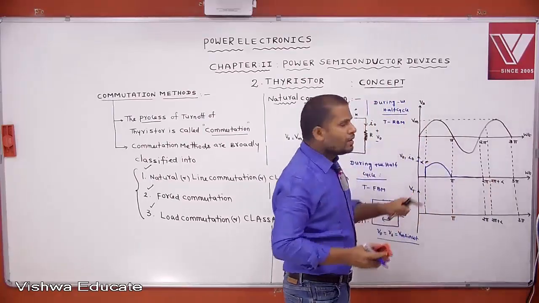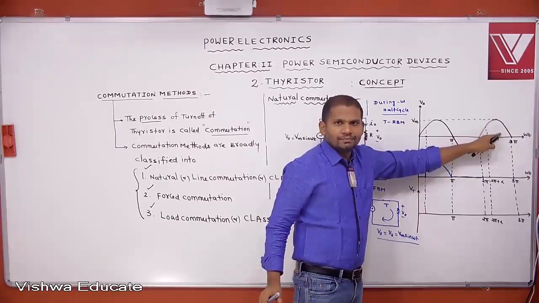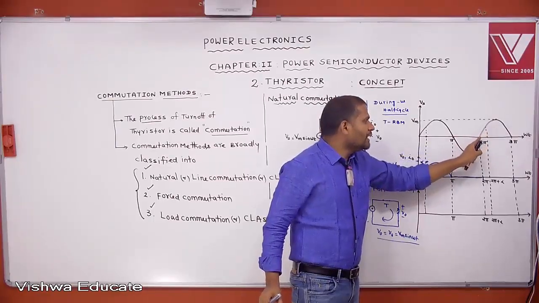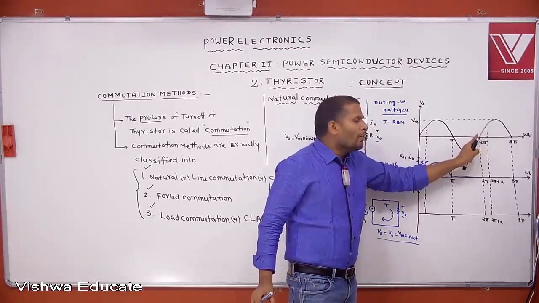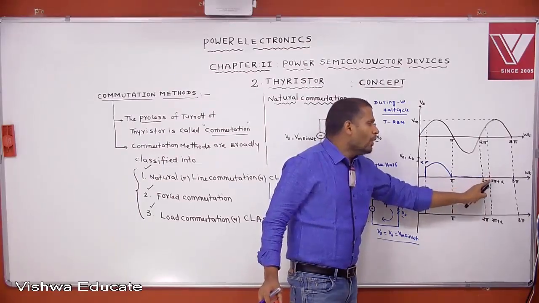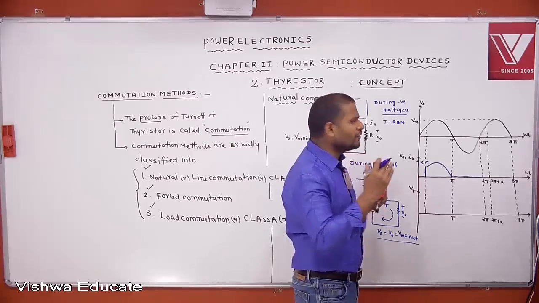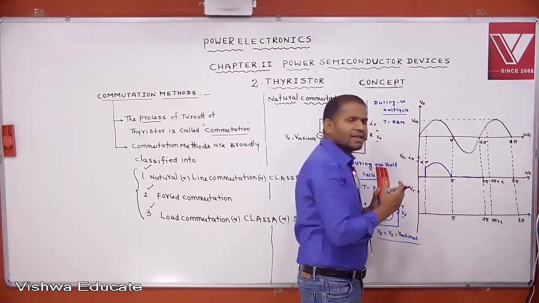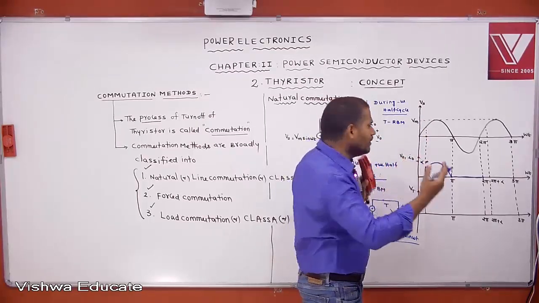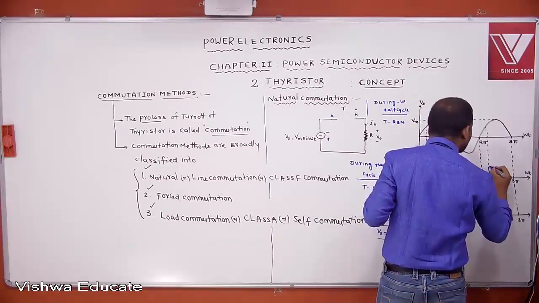Again, at 2 pi, the positive half cycle is started. But I am not giving a triggering pulse at 2 pi. For analysis purposes, we are giving the triggering pulse at 2 pi plus alpha. Then the cycle will be repeated. In the explanation of this concept, mainly concentrate on one cycle. For the next cycle, the process will be repeated. Again at 2 pi plus alpha, the thyristor is triggered.